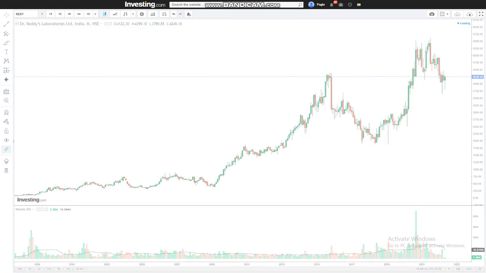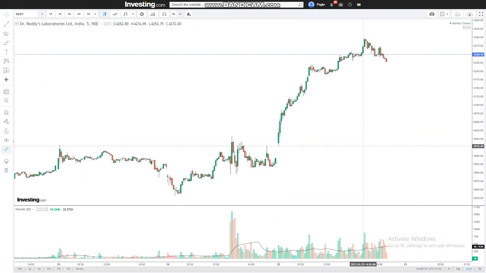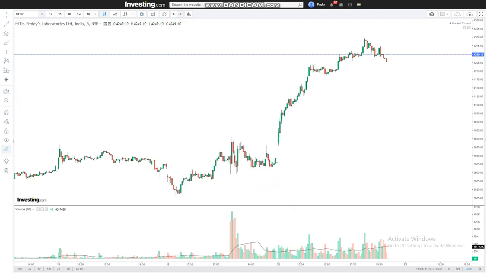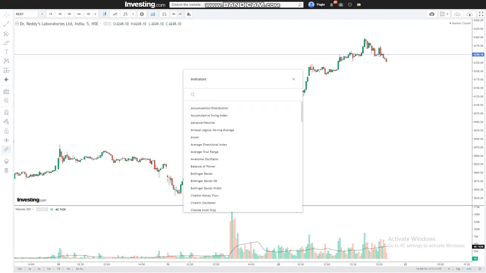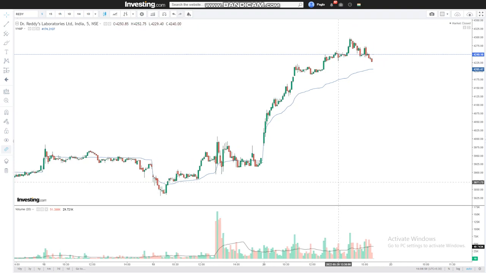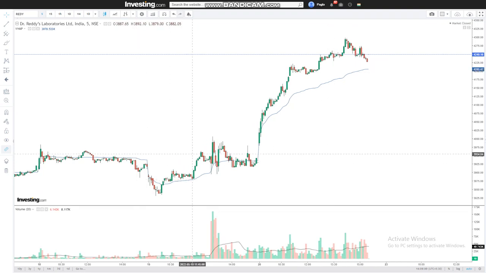For any intraday, normally I use a 5-minute chart, and the only indicator which I normally believe in, for all my intraday purposes and for all of my short-term swing trades, is nothing but, where is this indicator? Just a moment. This is the indicator, right? The only powerful indicator which I use is the VWAP, and this is one of the very interesting stuff.